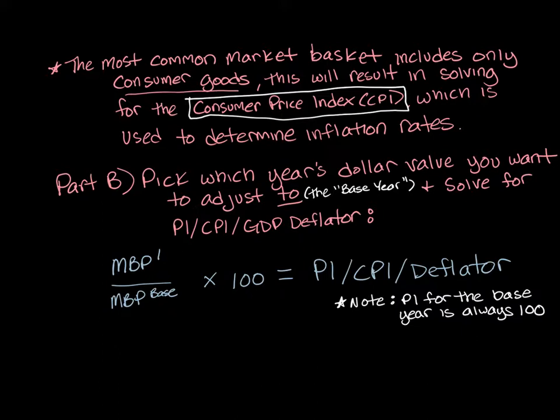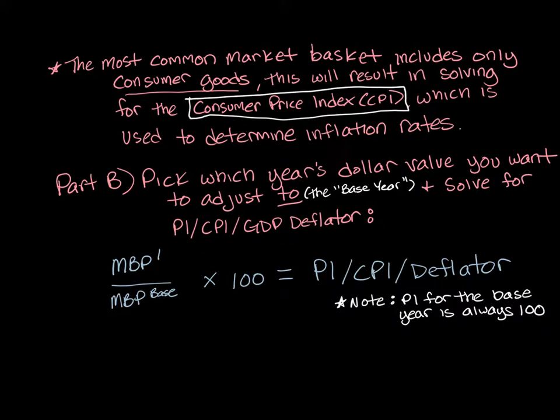The formula then for solving for the price index, the CPI, or the GDP deflator, they're all the same here, is market basket price of the year we're looking for divided by market basket price of whatever year we've chosen to use as the base year. And to make this a nice percent, I'm going to multiply that number by 100. So MBP, year you're looking for, divided by MBP of the base year times 100 is going to give us the number for price index, CPI, and the GDP deflator.